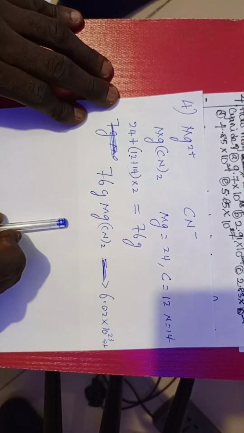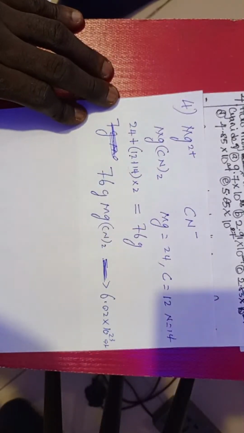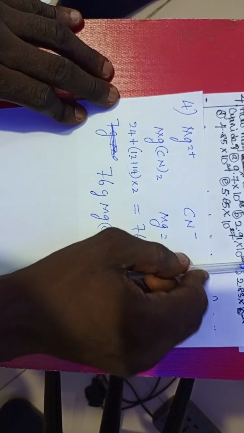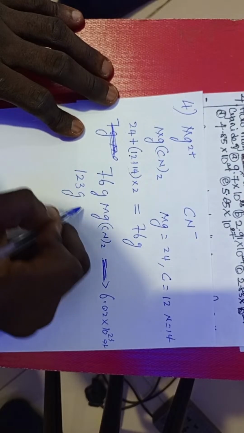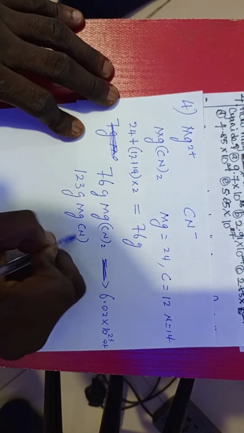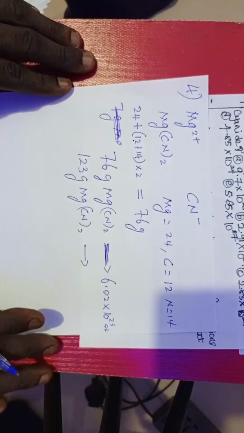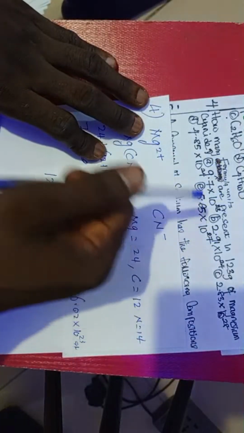So don't forget, 1 formula unit of any compound contains Avogadro's number of atoms. So from the question, how many formula units are present in 123 grams of magnesium cyanide? So what do we do? Let's try this out. So 123 grams of magnesium cyanide is supposed to contain how many atoms? I think this question has issues. It should be how many atoms, not formula units. So we are going to correct this in class.